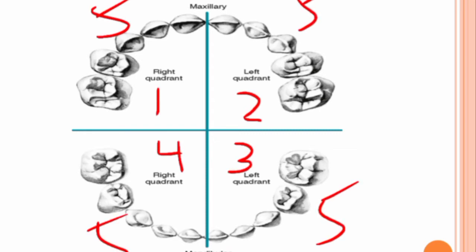Okay, you can see this one is the central incisor, this one is the lateral, this one is the canine, this one is the first molar, and this one is the second molar. In primary dentition we don't have premolars, and later on these molars will be replaced by the first and second premolars in the permanent dentition.